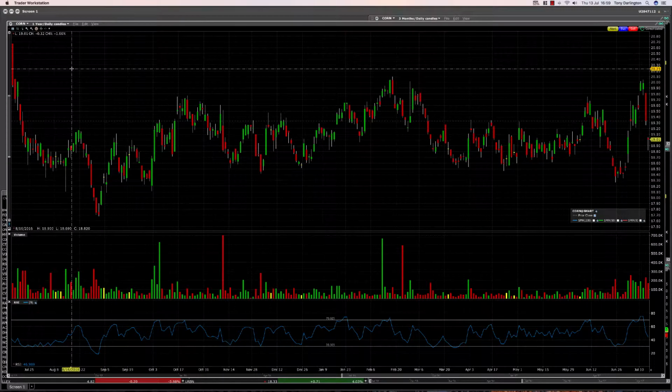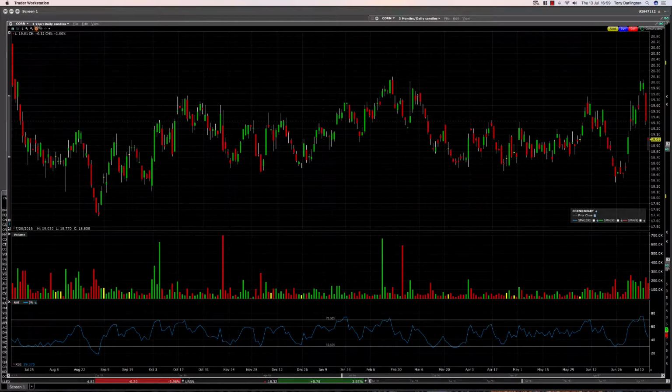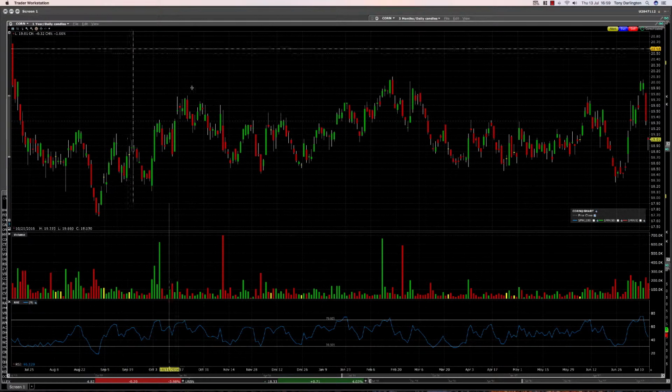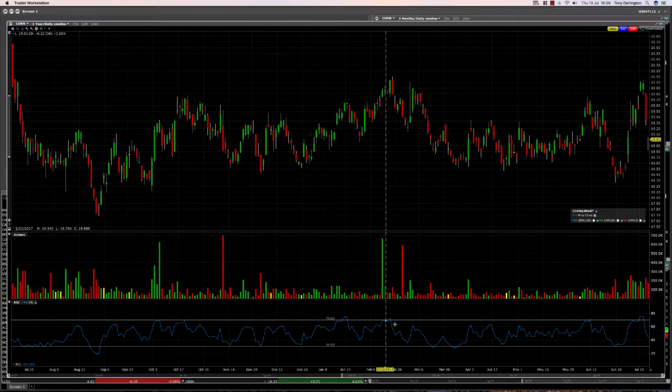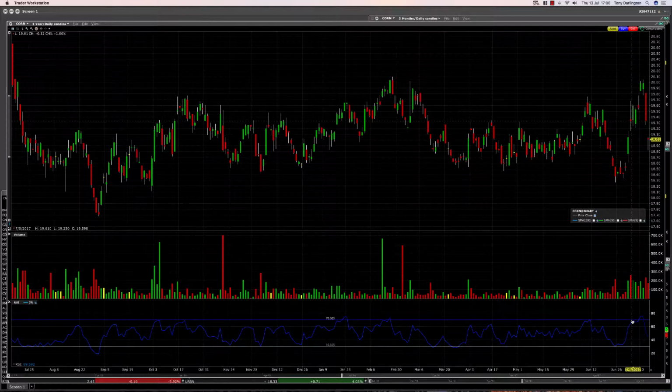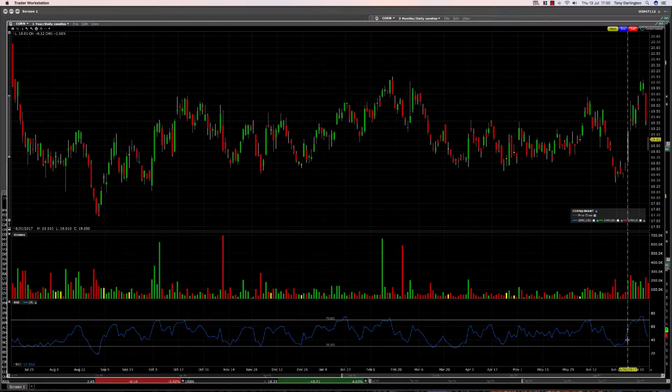Here we're looking at a company, symbol CORN, on a 1 year daily chart. And what you've got down here is the RSI chart or oscillator. Anything above 70 is classed as overbought, and anything below 30 is classed as oversold. RSI goes from 0 to 100.